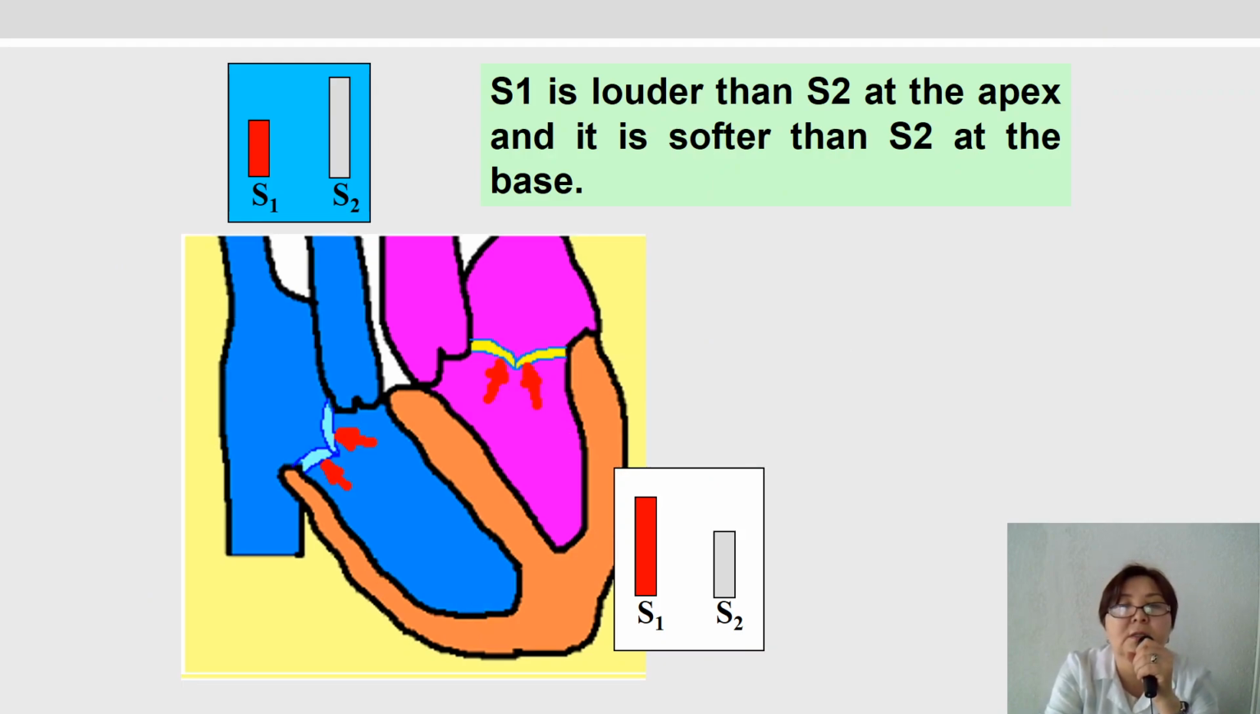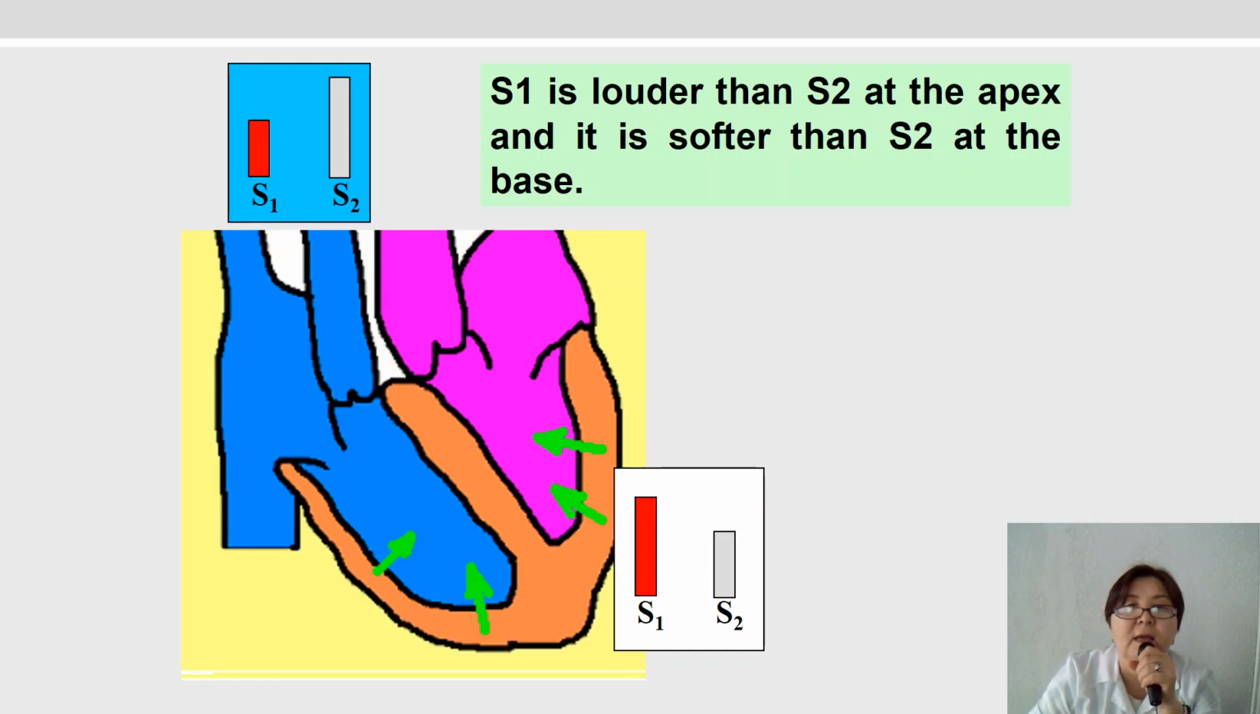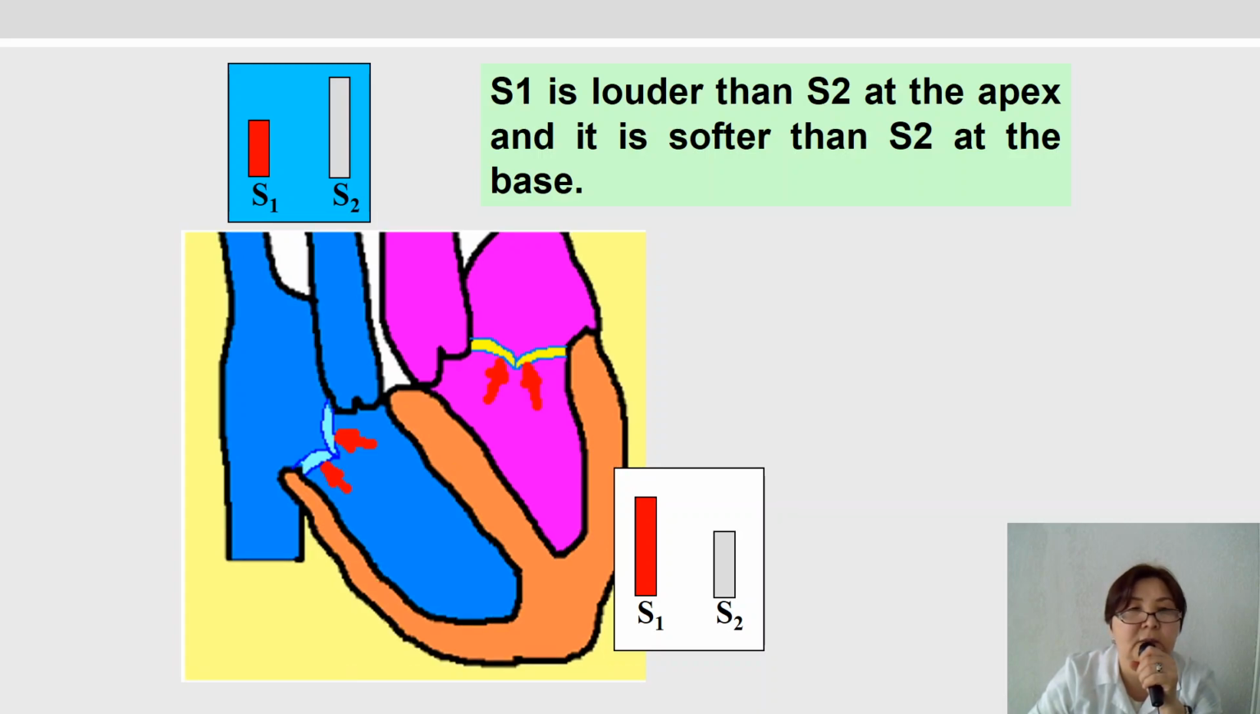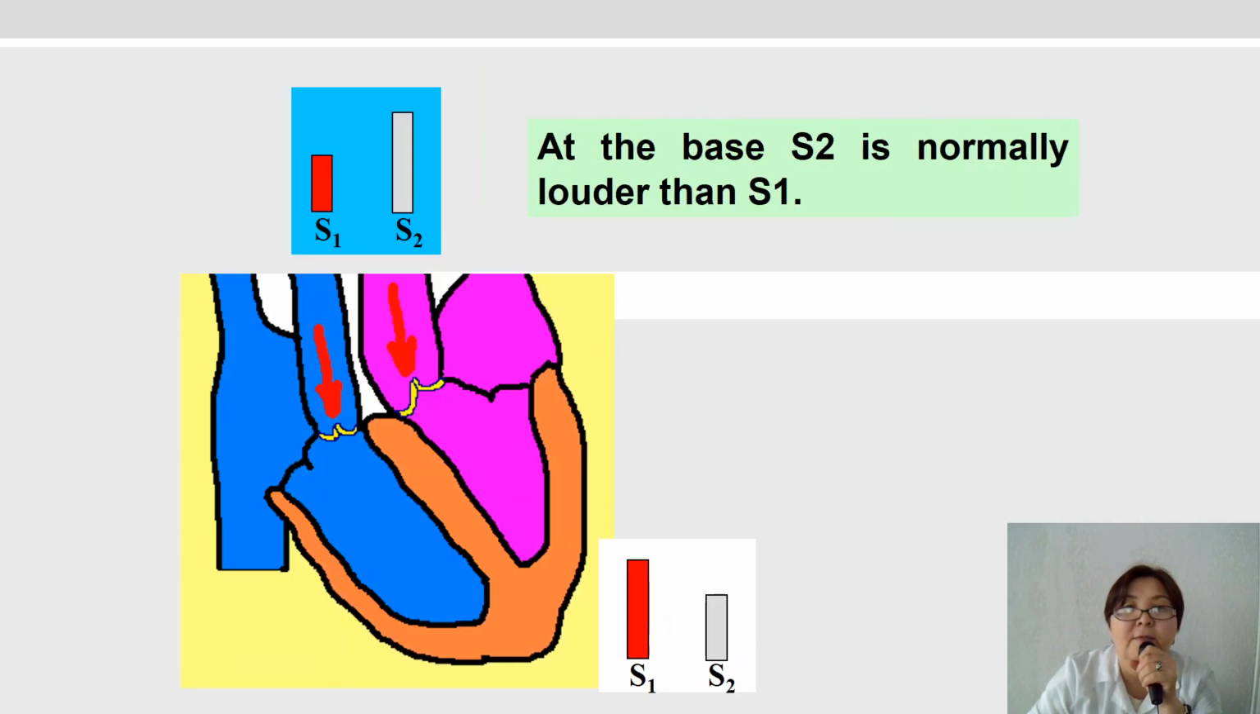And the characteristic of S1. S1 is louder than S2 at the apex and it's softer than S2 at the base. At the base, S2 is normally louder than S1.